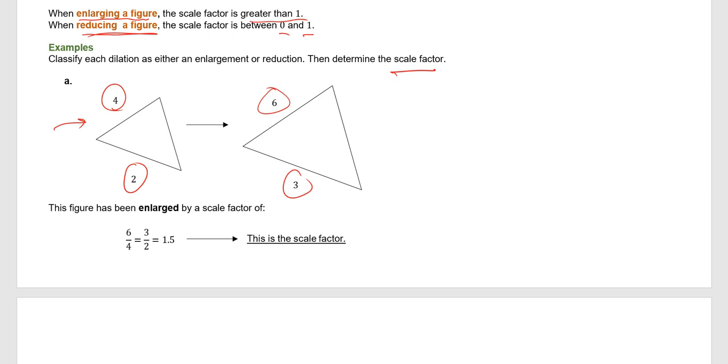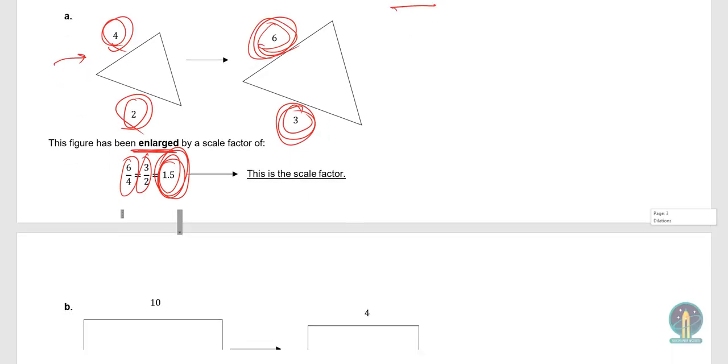So here, you take the length of the side from the image divided by the length of the similar side from the pre-image to determine the scale factor. So we take the 6 units of length here and divide it by 4. Or we could take the 3 from here and divide by 2, and both of these give us the same thing. So the scale factor is 1.5, so that means the figure has been enlarged in this dilation.